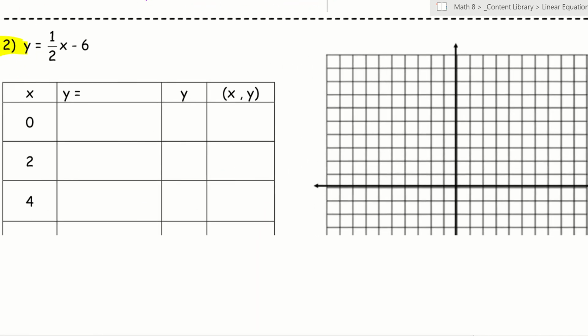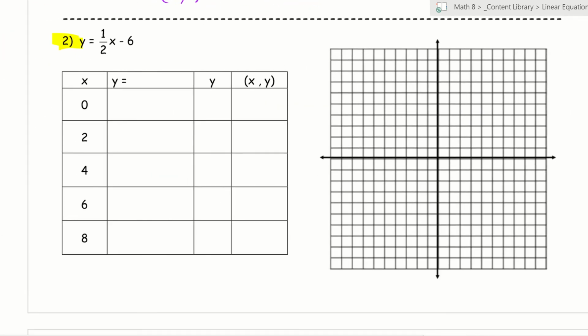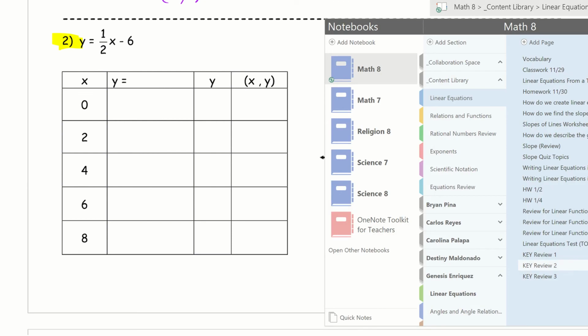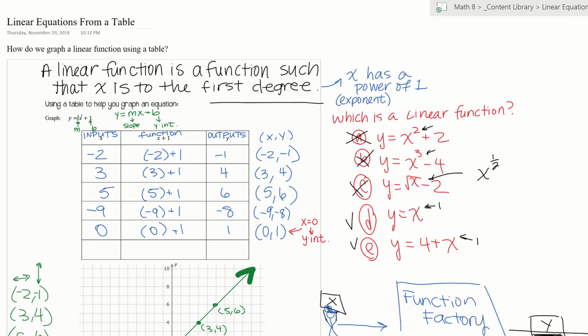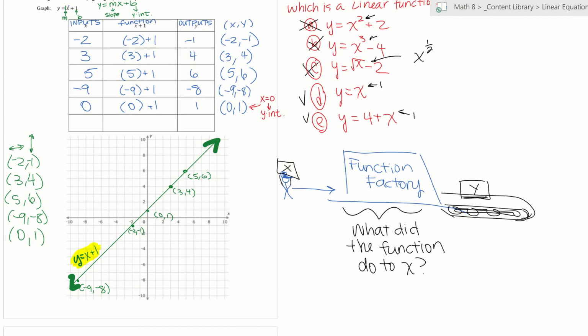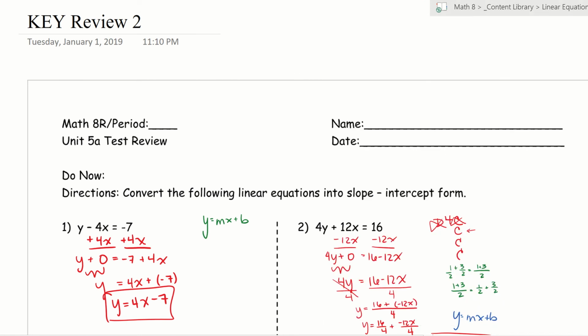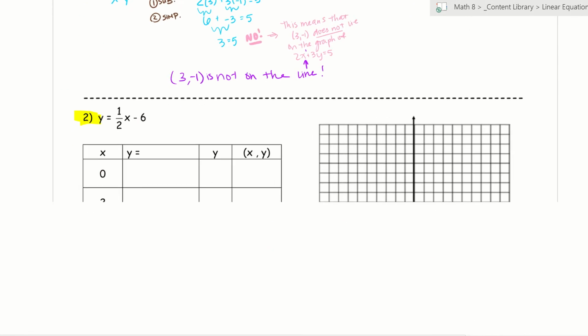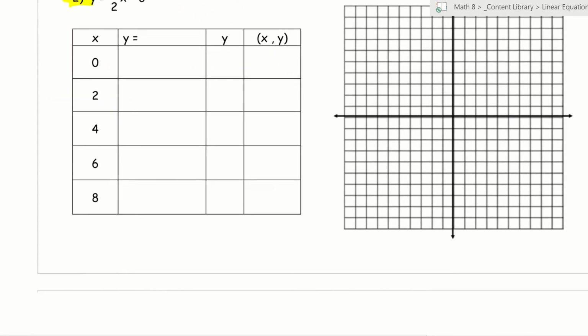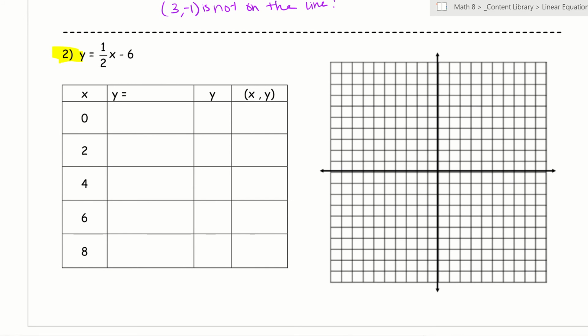A lot of colors there. Let's try this one. So this one goes way, way back to when we did linear equations from a table. This page, if you had trouble. Okay, so we're going to go back. We're going to create inputs. We're going to graph them. So we're just going to create some inputs here. Let's use, oh, they gave us inputs, sorry. 0, 2, 4, 6, 8. We're going to write this in here.